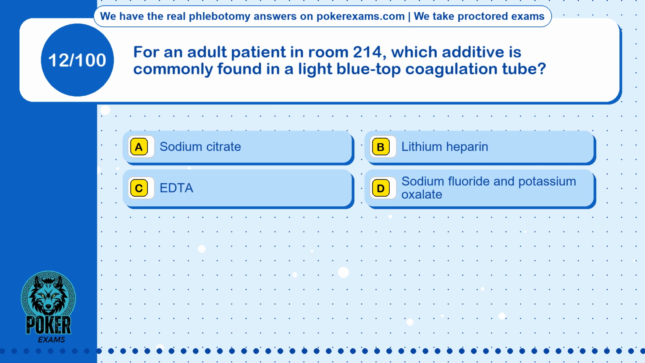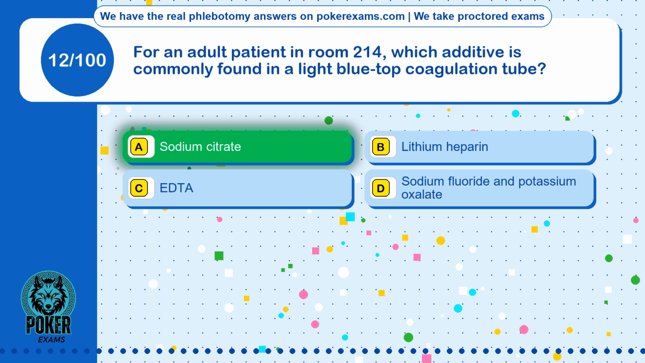Question 12. For an adult patient in room 214, which additive is commonly found in a light blue top coagulation tube? Option A, sodium citrate. Option B, lithium heparin. Option C, EDTA. Option D, sodium fluoride and potassium oxalate.